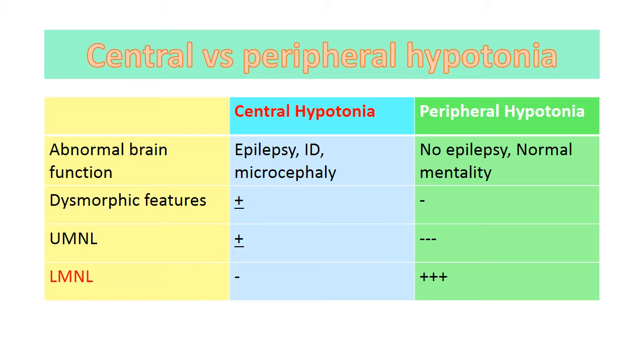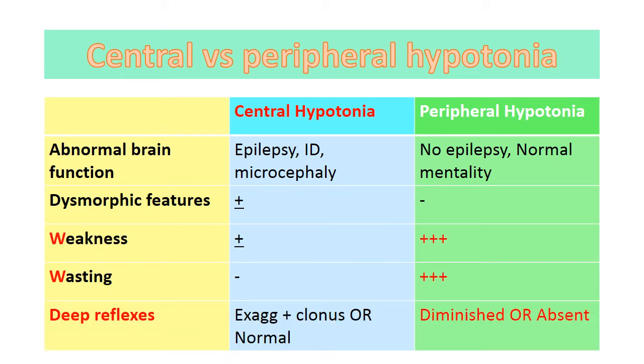Upper motor neuron signs may be present in central hypotonia, while infants with peripheral hypotonia will have the signs of lower motor neuron lesion, mainly in the form of weakness, wasting, and diminished or absent deep reflexes.